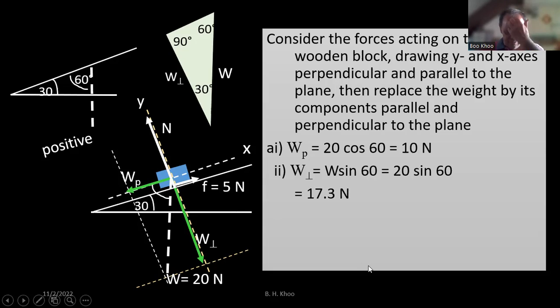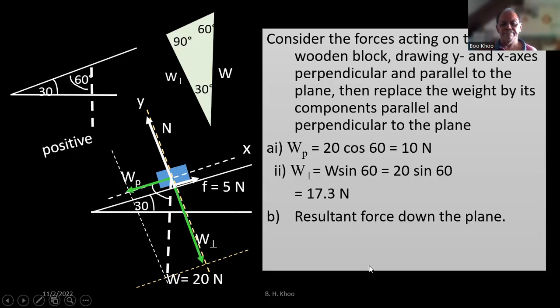So 17.3. The resultant falls down the plane, right? This one is larger than that one there. So subtract. So the resultant force is down the plane, accelerate downwards. 10 minus 5 is 5 Newton down the plane. Going to accelerate downwards.